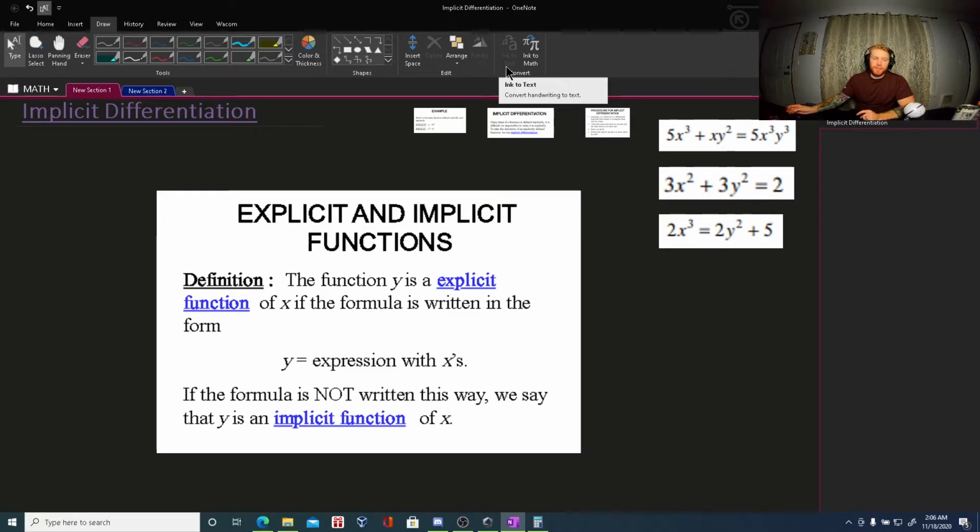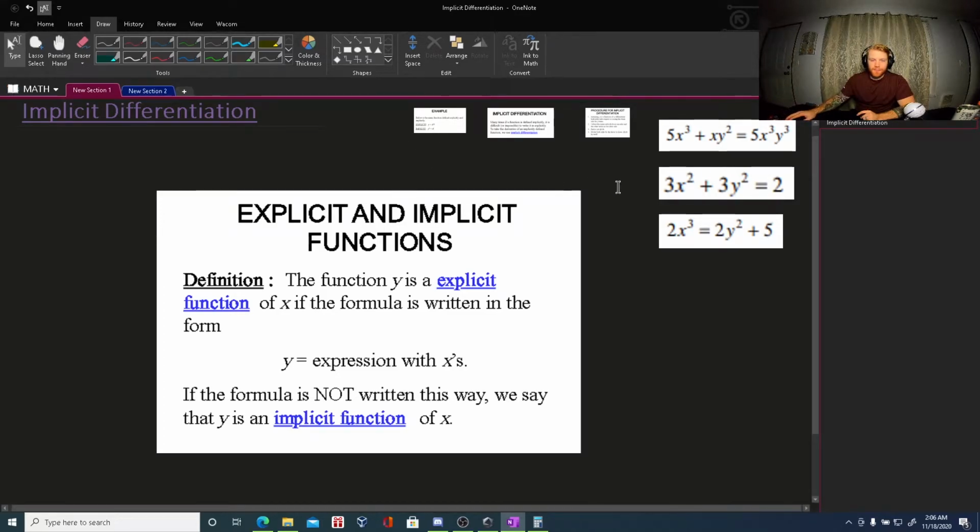Implicit differentiation. I'm going to cover this pretty fast, or as fast as I can. Got three different equations or functions. Three different implicit functions here. So what is an implicit function?